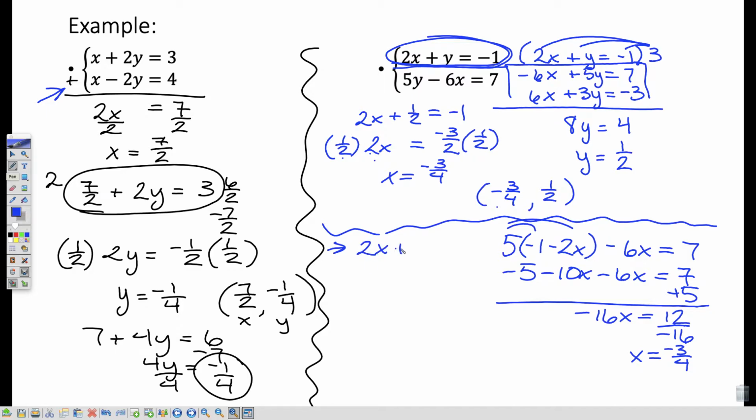2x plus y equals -1. How would you solve that for y? I want it y equals. You would subtract 2x to the other side, correct? Yeah. So y equals -1 minus 2x. Yes? Yeah. That makes a lot more sense when you see it. Not a verbal learner.